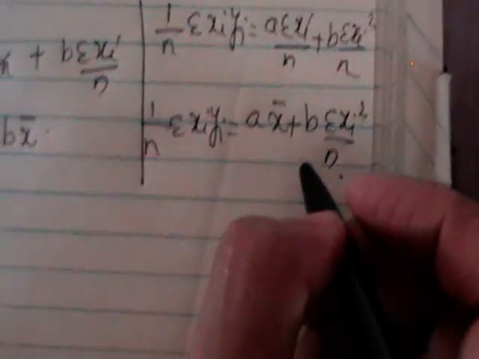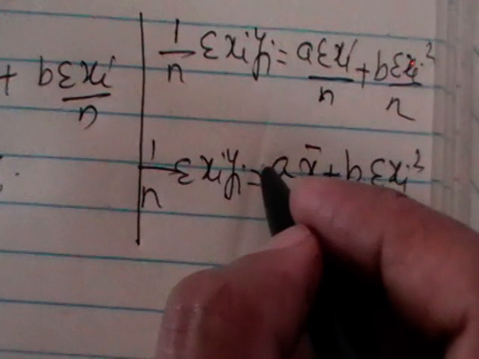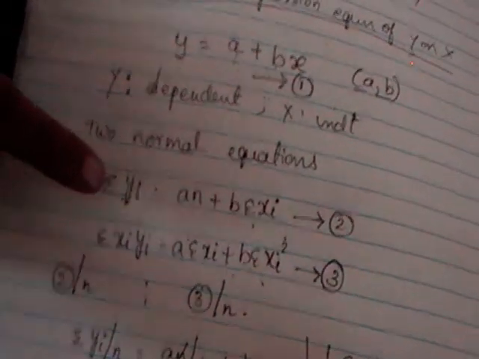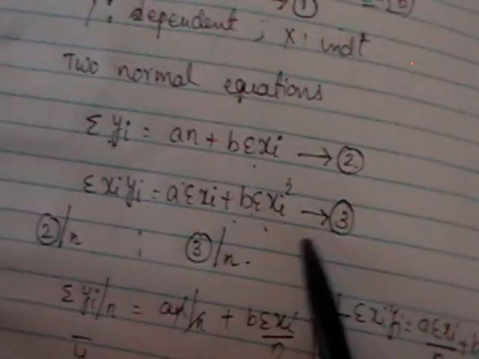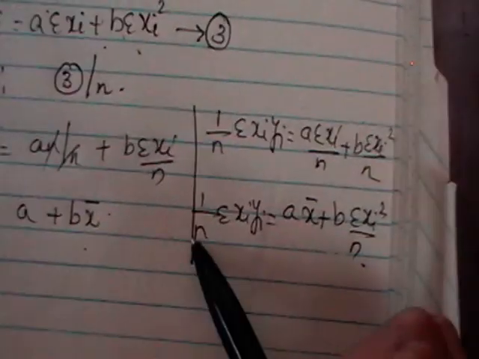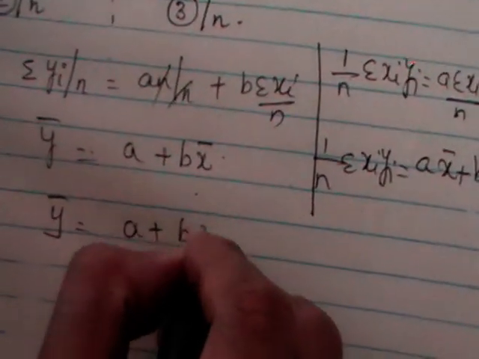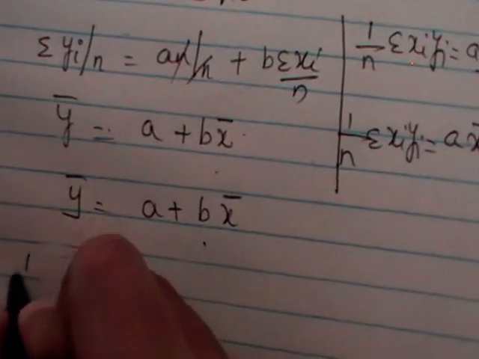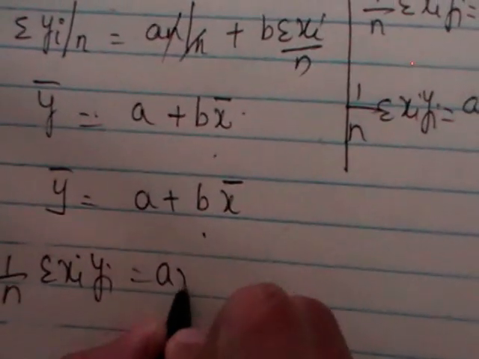When y on x, you will start with y is equal to a plus bx. To find these two constants, we are using the principle of least squares. Using that, write down the two normal equations, as you know how to write them. Name them as 2 and 3. Now divide 2 with n and 3 with n. You got two new equations this way. So y bar is equal to a plus b x bar is the first, by dividing 2 with n. By dividing 3 with n, you got another new equation.